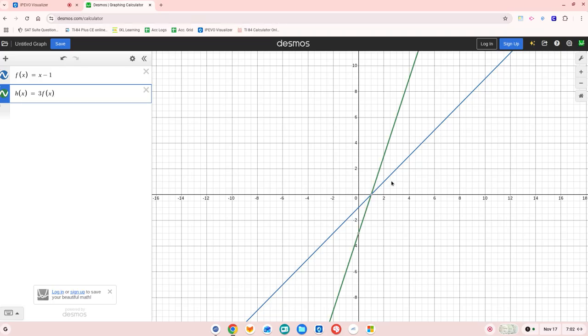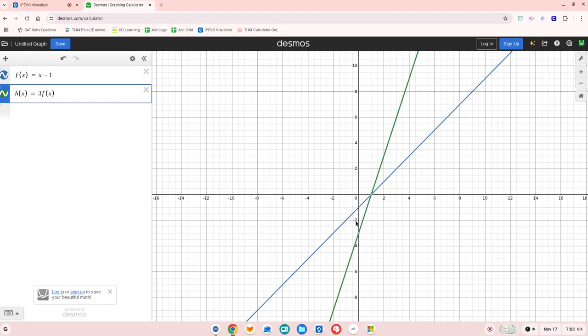Okay, look at what happened here. You notice my original line had a slope of 1. It was going up 1, right 1, up 1, right 1. But now look at this new line. This new line is going up 3, right 1. So let me say that again. My original line had a slope of 1. This line has a slope of 3. Do you notice how this is so much steeper?